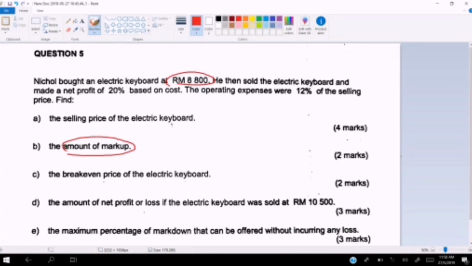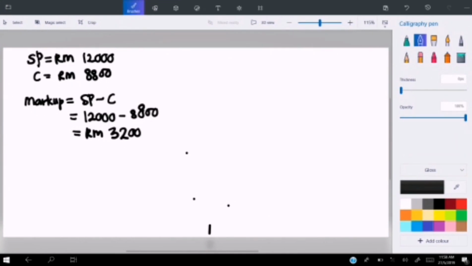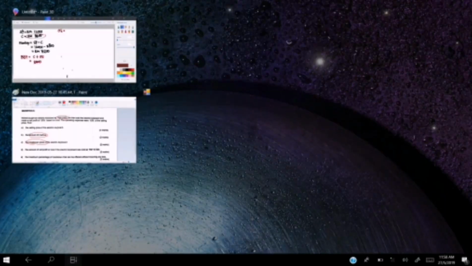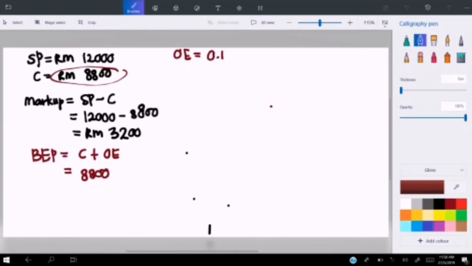All right, let's see the next question. The next question wants us to find the break-even price. The break-even price is given by the formula. Right, so let's say BEP is break-even price. The formula is the cost plus the operating expenses. We know that the cost is here 8,800, right? And the operating expenses is given in this question as 12% based on the selling price. So 0.12 SP. This is meant by 12% based on selling price, right? So multiply with SP.